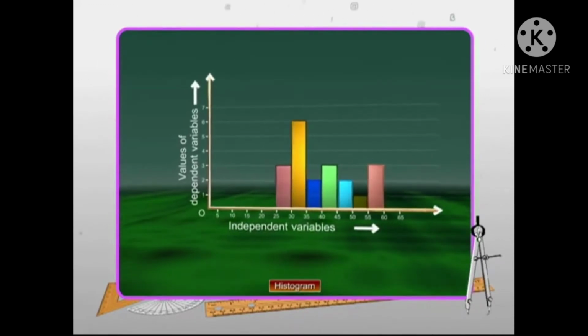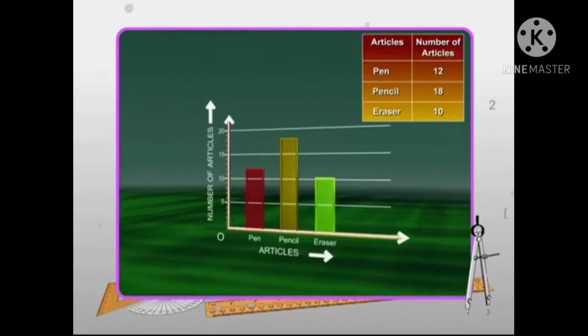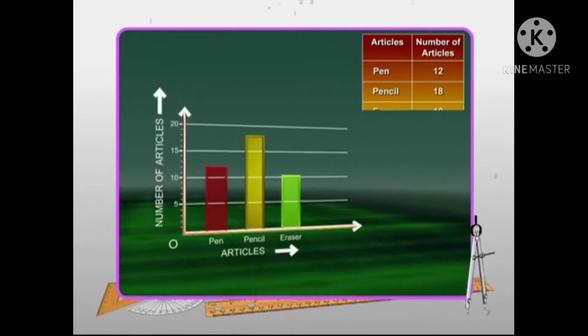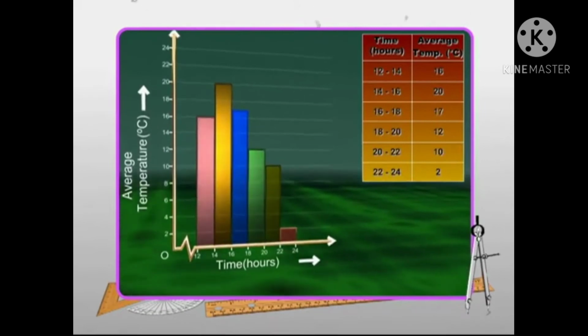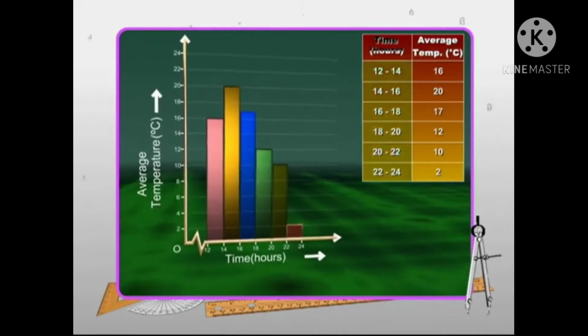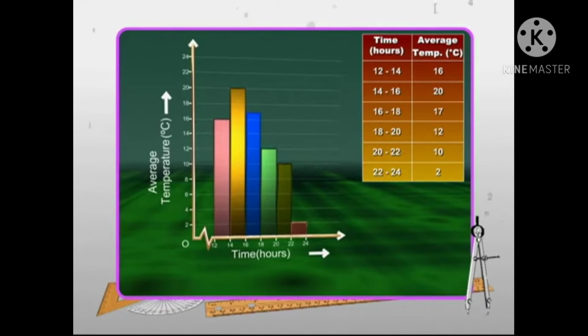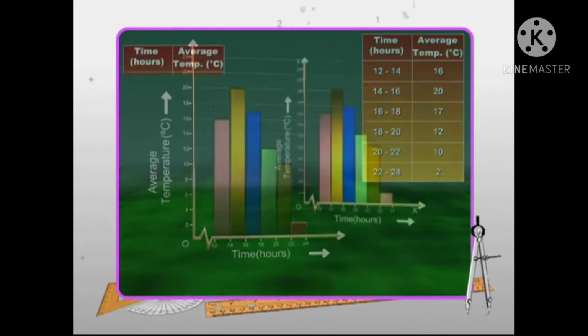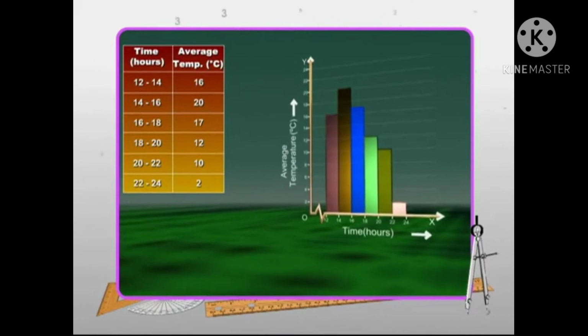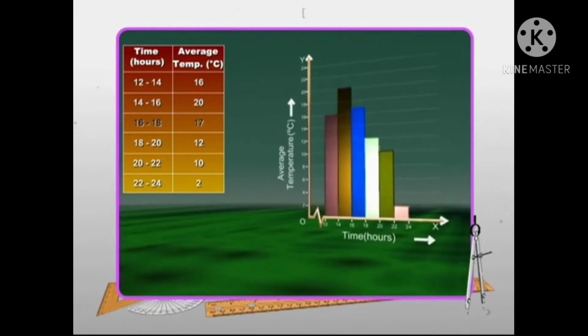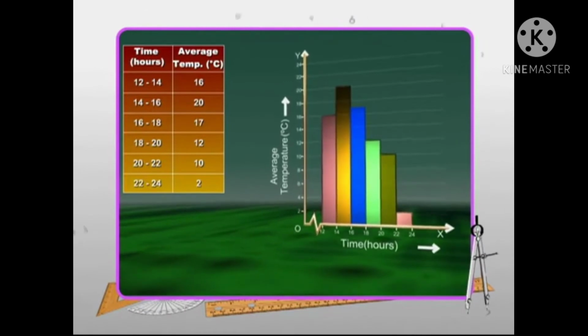Histogram is also used to represent data graphically. Bar graph is used to represent categorized data, whereas histogram is used to represent the data which is organized into continuous intervals. Since in histograms, the class intervals are continuous, therefore the bars corresponding to each interval lie adjacent to each other.